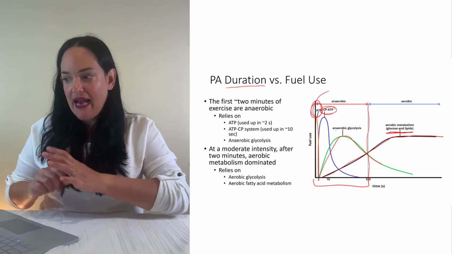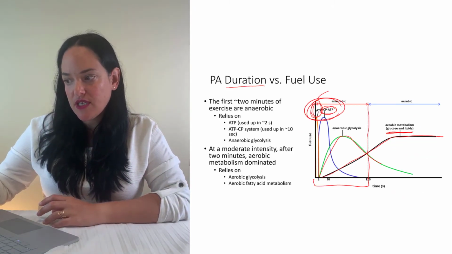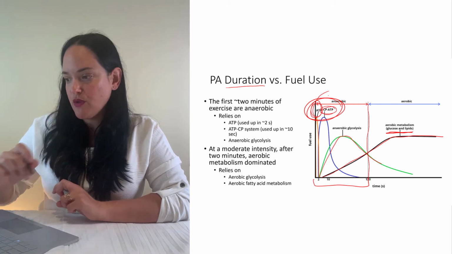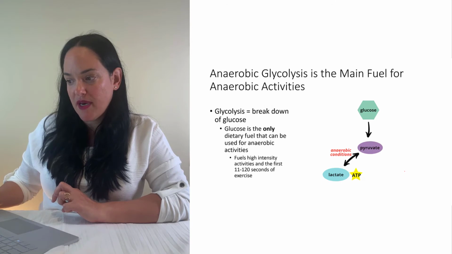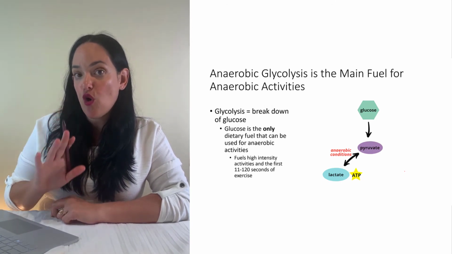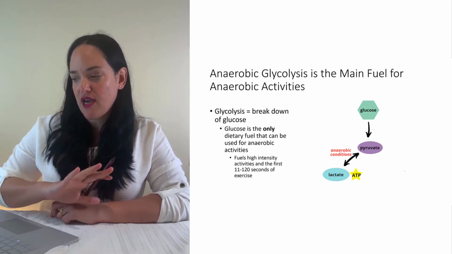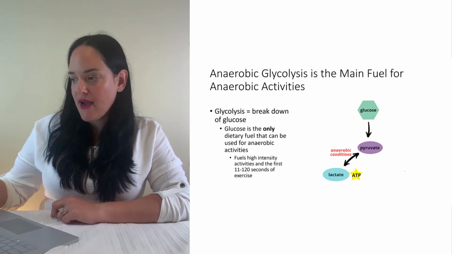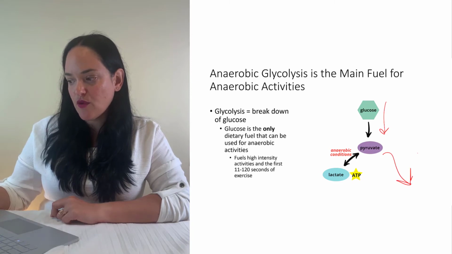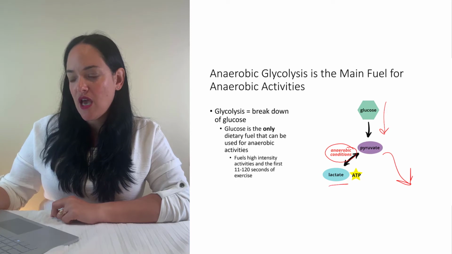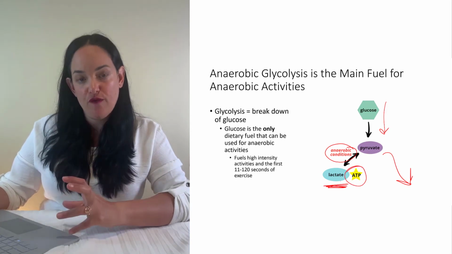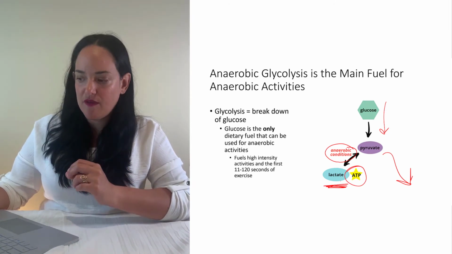Like we mentioned, after the ATP and creatine phosphate system has kind of been used up, then the anaerobic breakdown of glucose predominates. And remember, glucose is the only dietary fuel that can be used for anaerobic activity. Remember how this happens. Glucose is broken down into pyruvate, and instead of pyruvate going on to form acetyl-CoA, during anaerobic conditions, pyruvate forms lactate and some ATP, which can fuel physical activity for a limited amount of time.